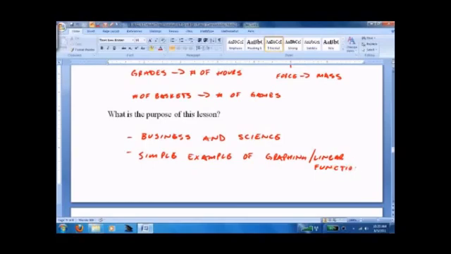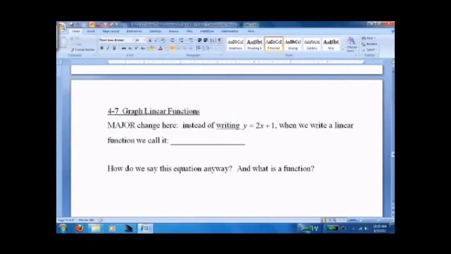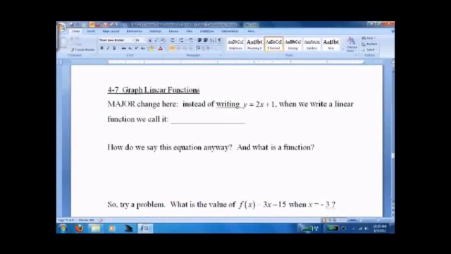And speaking of linear functions, the next lesson we do is actually pretty straightforward, but it changes things and really freaks a lot of people out. This is sarcasm, which I am fond of. So instead of writing y equals 2x plus 1, we write a linear function. We say f of x equals 2x plus 1. It is not a big change, but it freaks a lot of people out. They don't understand f of x. So f is a function, meaning that y here depends on what we put in for x.